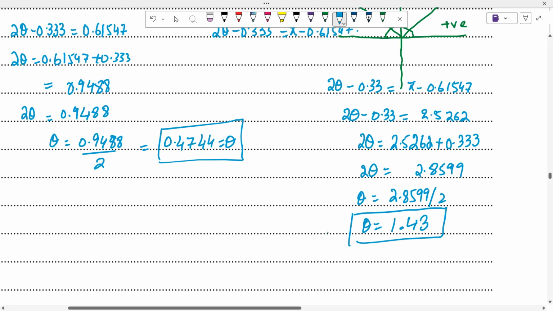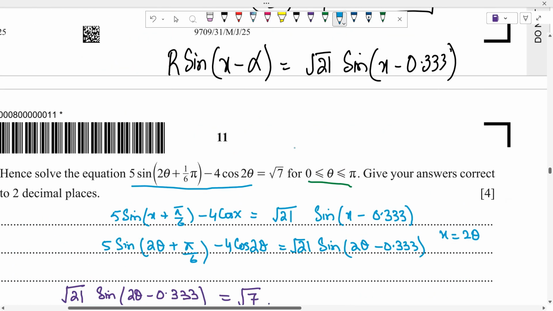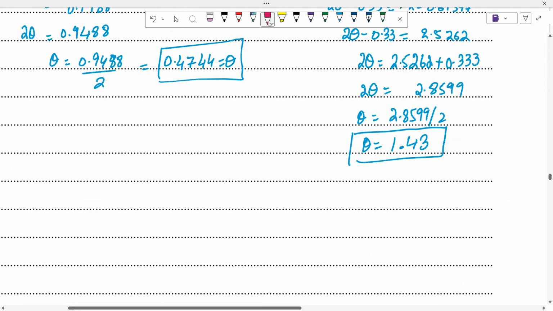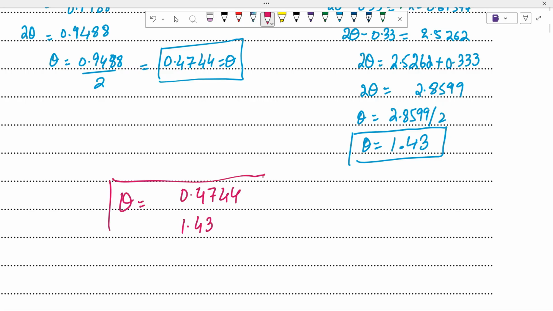So we have two angles that satisfy the angle range. So this is the solution. We can say that theta equals 0.4744 and theta equals 1.43.